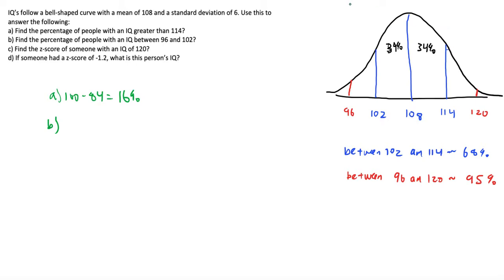It's going to be 47.5%, right? So this left part here should be 47.5%. And of course, from here to here should be that other half, that other 47.5%. Okay. But we want the percentage of people with an IQ between 96 and 102.